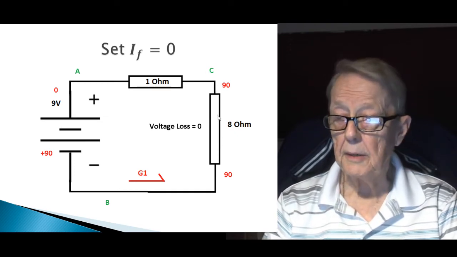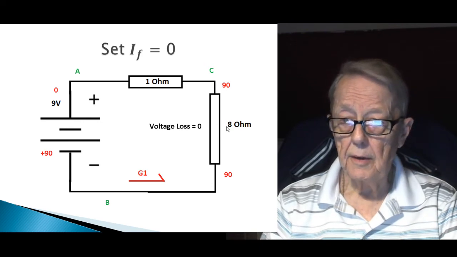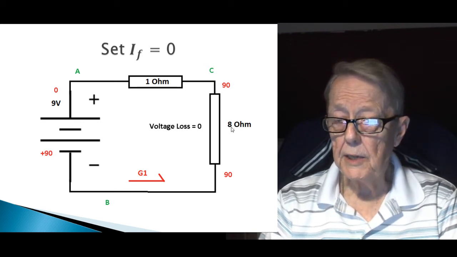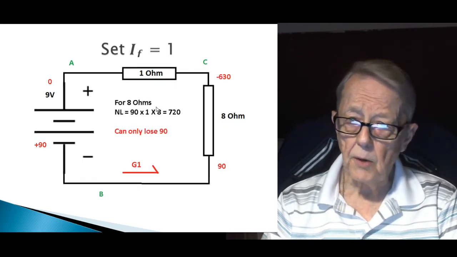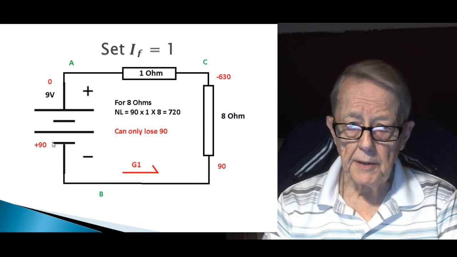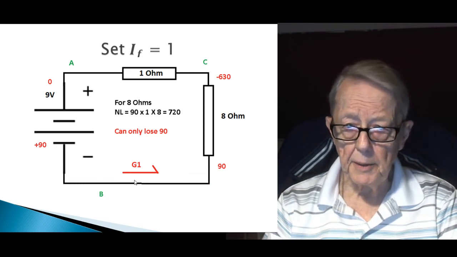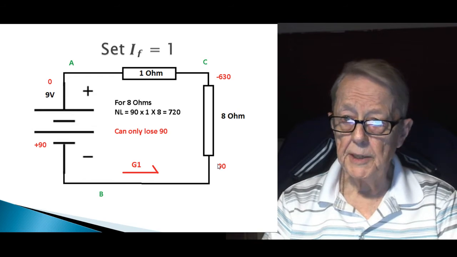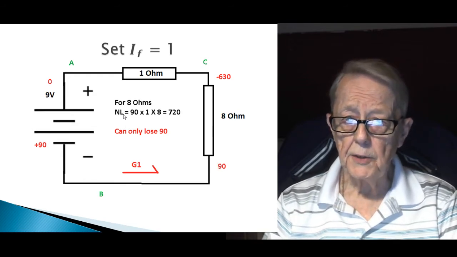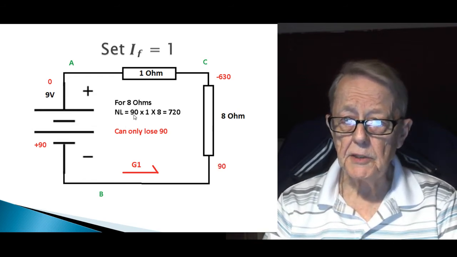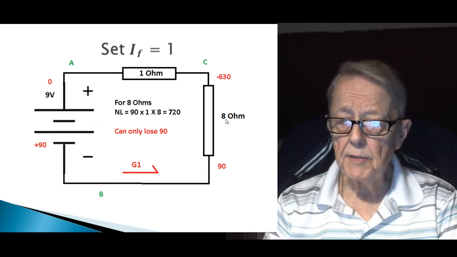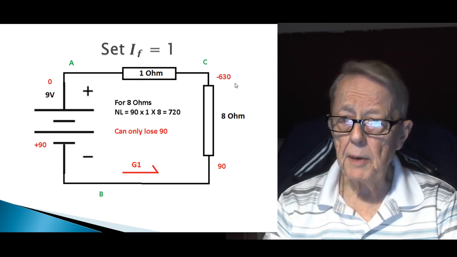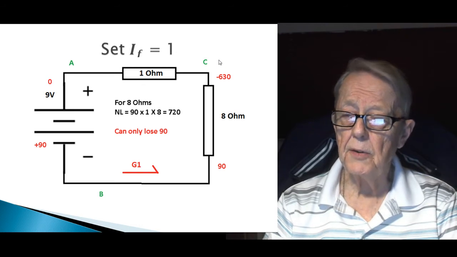Well, that's not right. I gotta lose 80. I gotta lose 80 G1s. 0 doesn't work. Try 1. Same thing. 90 being inserted by the battery. 90 comes in. Okay, so the number lost here in this case is 90 times the interaction factor times 8, which is 720. So it's going to lose 720, and the number coming out is minus 630.